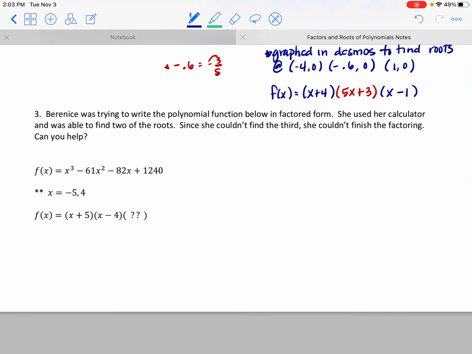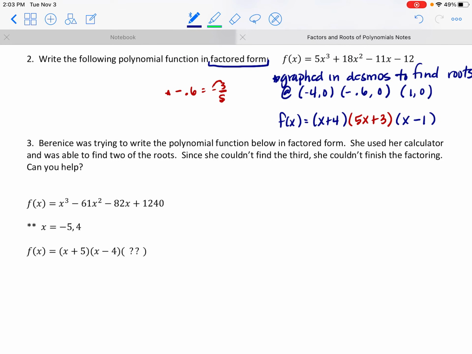All right, number 3 is an interesting problem. It says, Bernice was trying to write the following polynomial function in factored form, like we just did in the previous problem. She used her calculator and was only able to find 2 of the roots. Since she couldn't find the third, she couldn't finish factoring. So she knows there's an x plus 5 and x minus 4, but doesn't know what the last factor is because she doesn't know what the last root is.